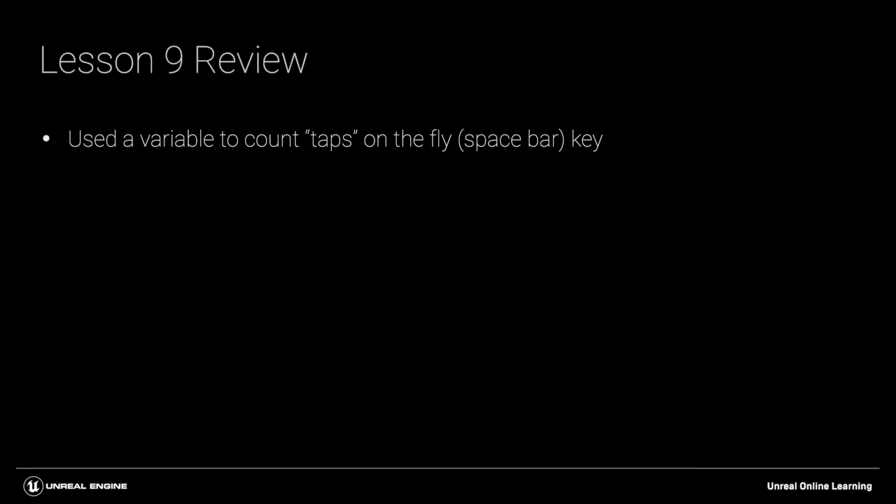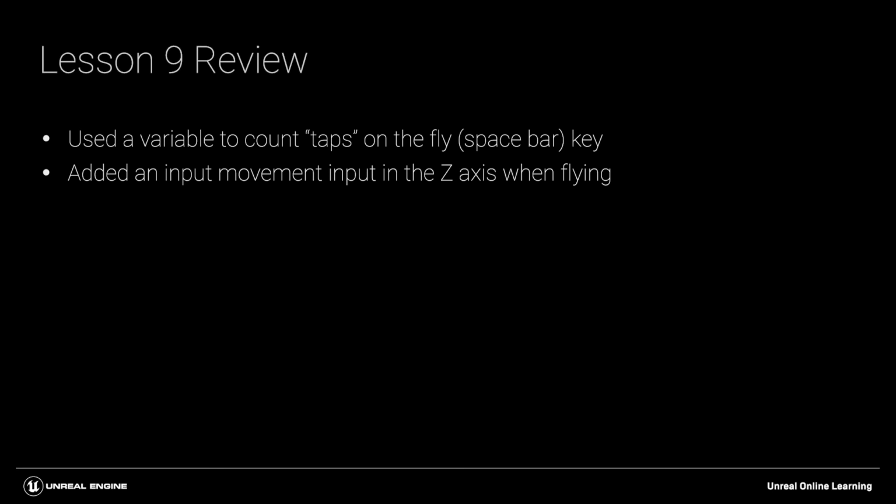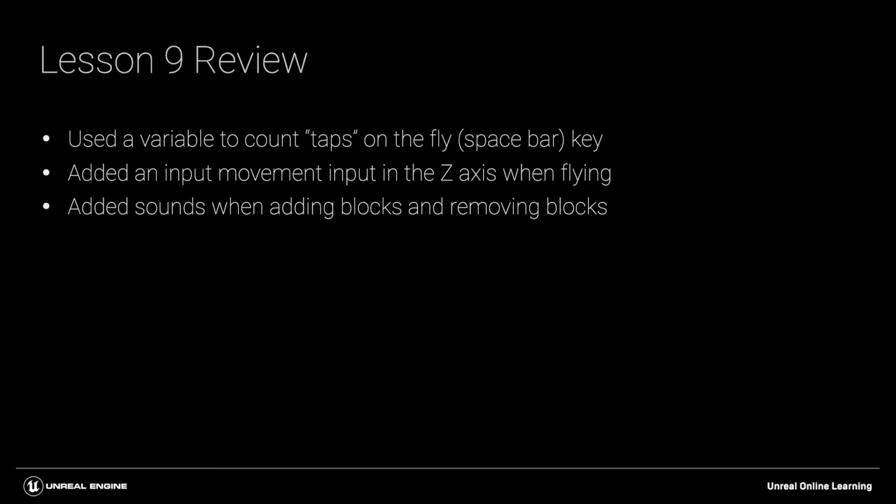In this module, we used a variable to count the number of taps on the spacebar to start flying and also to stop flying. We added some input movement in the z-axis when we were flying, when the spacebar was held down we would go up, and when the left shift was held down, we would go down, all in the z-axis. We also added sounds when adding a block or removing a block.